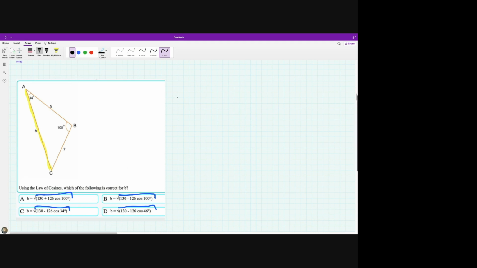Okay, so we want b squared. Now, I think I'm just going to write out how I know the law works. So I go 7 squared plus 9 squared, because those are the two sides that I'm using, minus 2 times 7 times 9 times the cos.